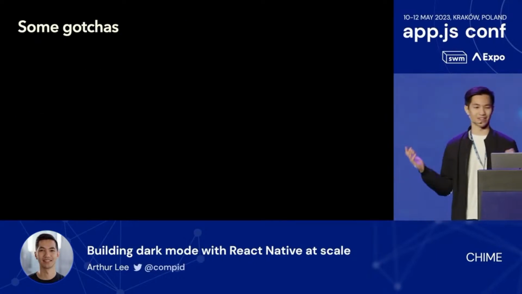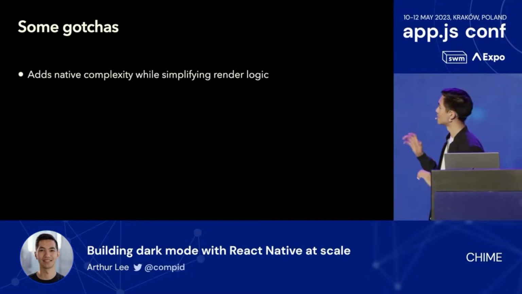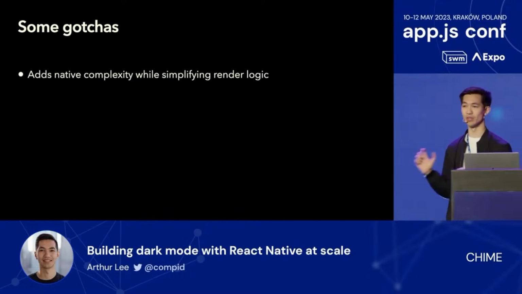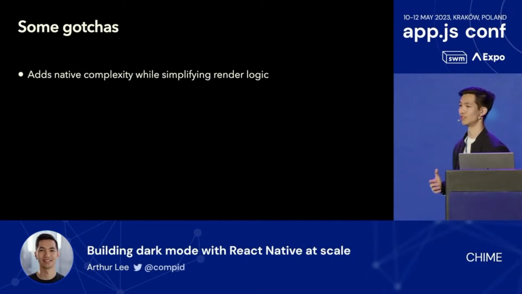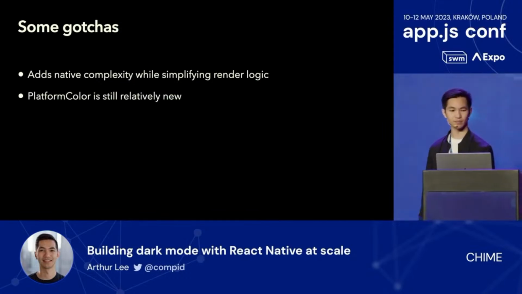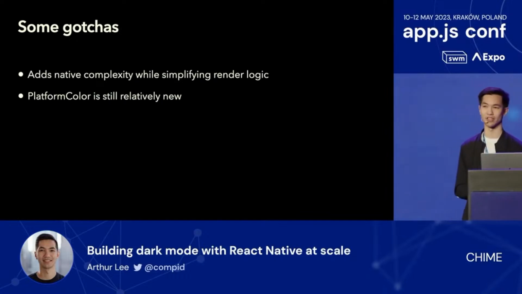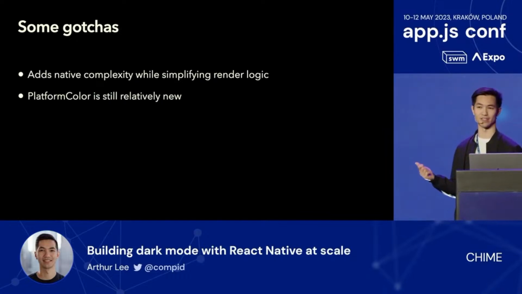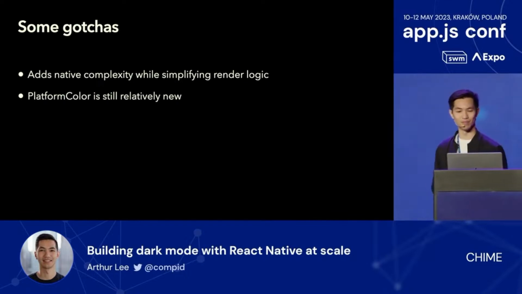But like any engineering decision, there are trade-offs. So here are some gotchas with platform color. It does add some native complexity. With the traditional example, everything was laid out in the React component, so you can easily understand what's going on. Here, that complexity is hidden away in this mysterious color object. Platform color itself is relatively new, even though it came out quite a few versions ago. But there were still bug fixes as recently as React Native 70. So be aware of that.